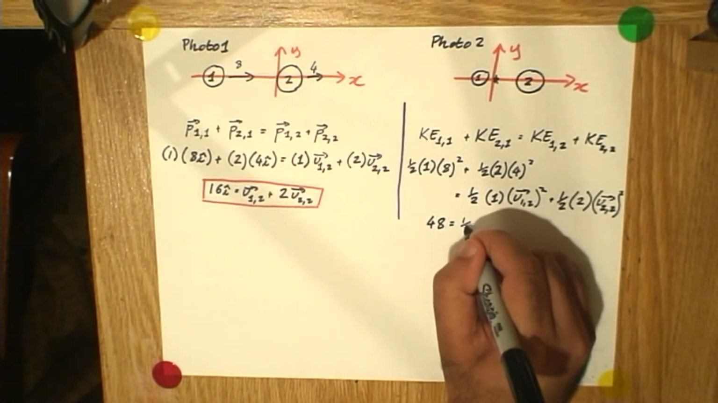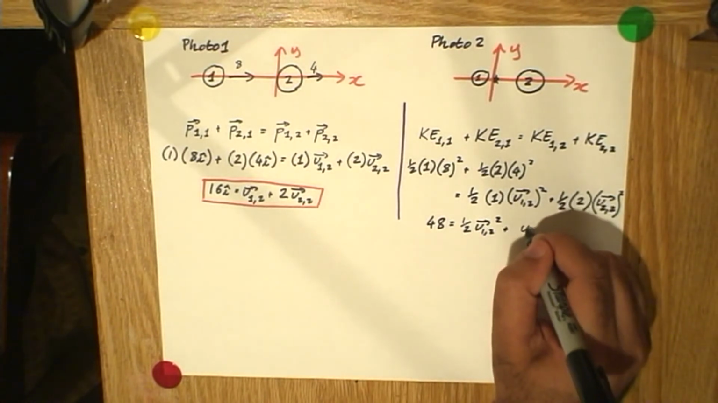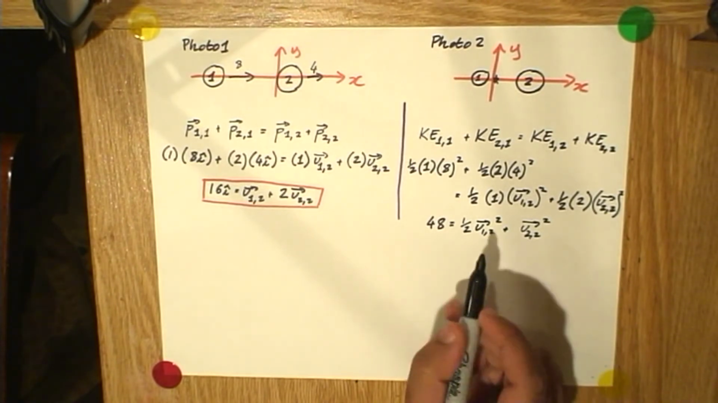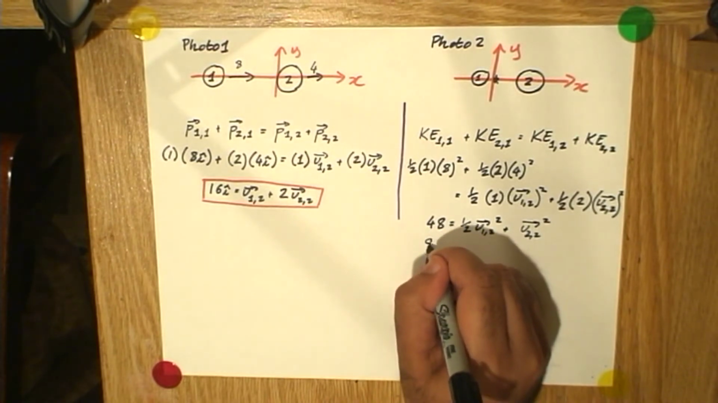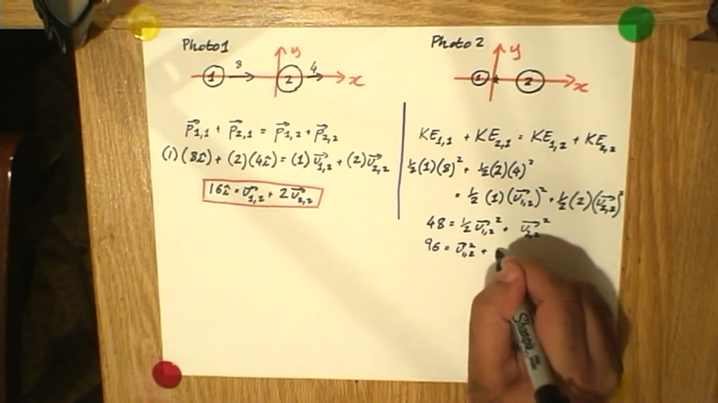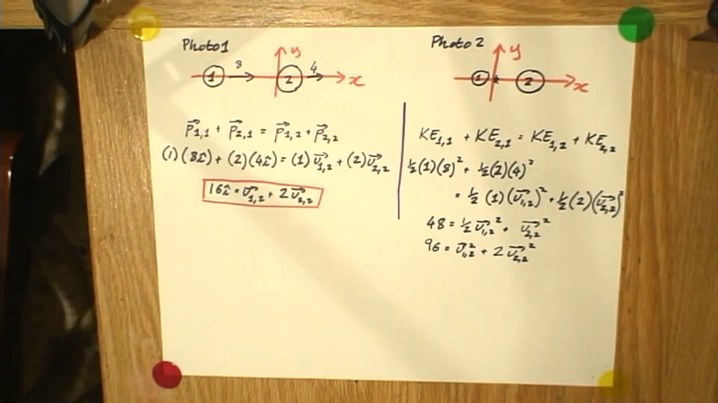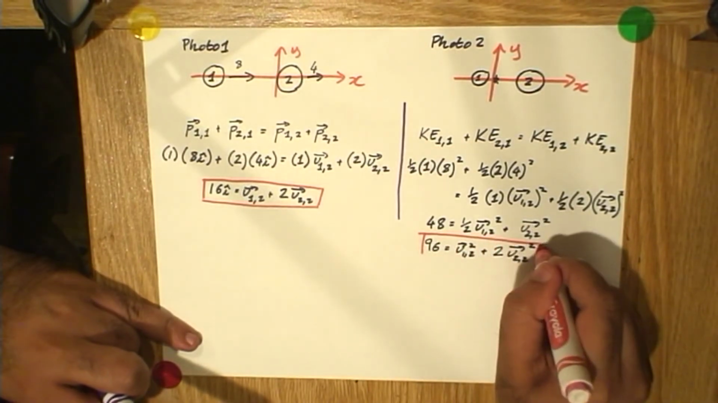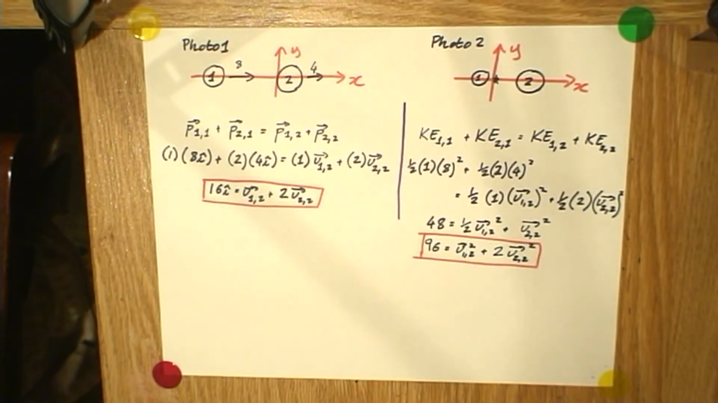48 equals 1/2 v1f squared plus v2f squared. And we could simplify this still further by multiplying everything by 2. So twice 48 is 96, is equal to v1f squared plus 2 times v2f squared. And this is the simplest way of writing the equation that we get from the conservation of energy.